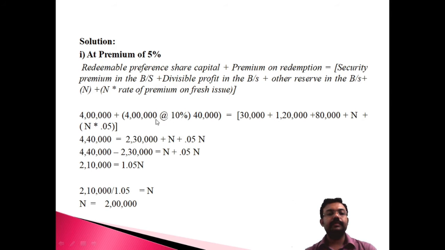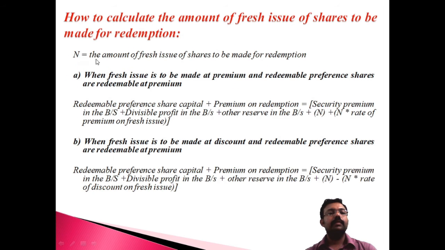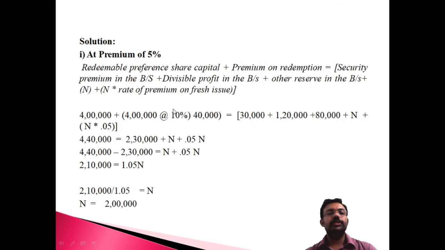So 4 lakh plus 40,000, that is 4,40,000, equals 1,20,000 plus 80,000 plus 30,000, which is 2,30,000, plus n, plus n into 0.05. So 4,40,000 minus 2,30,000 equals n plus 0.05n. So 2,10,000 equals 1.05n. That means n equals 2 lakh. Here n is the amount of the fresh issue of shares made for the redemption. So the amount of the fresh issue is 2 lakh.